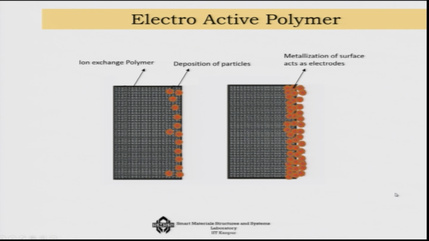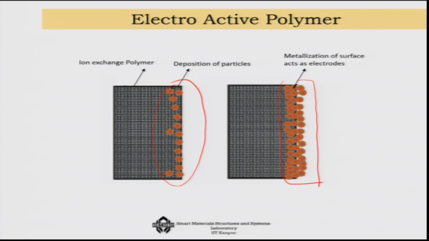Now, if you look at one of the most popular electroactive polymers, which I told you is the IPMC, it works like an ion exchange polymer. If you have deposition of particles here, you can actually make a metallization of them. So, you can make a polymer in such a manner that it is partially metallized. This kind of thing will actually help to develop cathode or anodic terminals in a polymer.